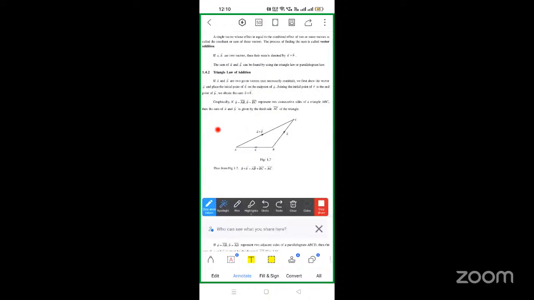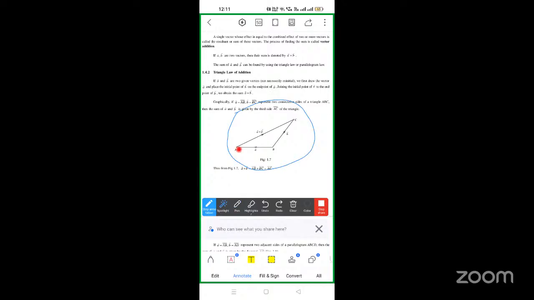Triangular law of addition. If a bar and b bar are two given vectors, we first draw a vector a bar and place the initial point of b bar on the end point of a bar. Joining the initial point of a bar to the end point of b bar, we can obtain the sum a bar plus b bar. Graphically, a bar is equal to AB bar and b bar is equal to BC bar, representing the two consecutive sides of the triangle ABC. The sum of a bar and b bar is given by the third side, AC bar, of the triangle. So this is called triangular law of addition.